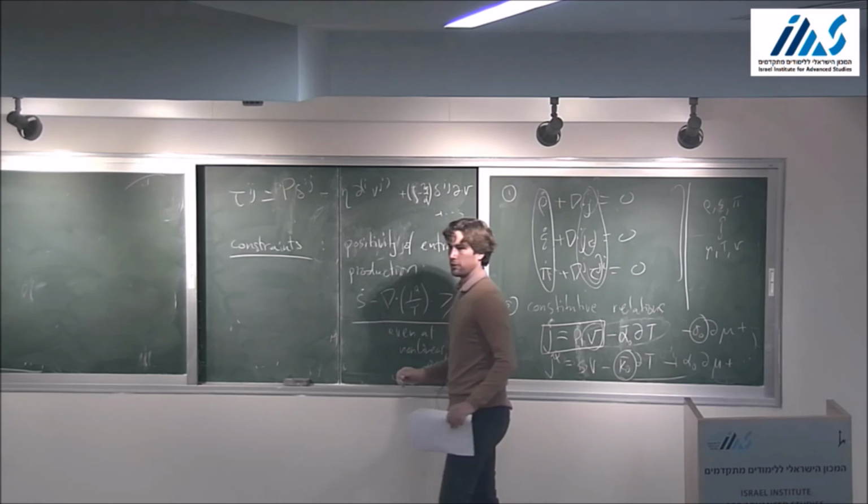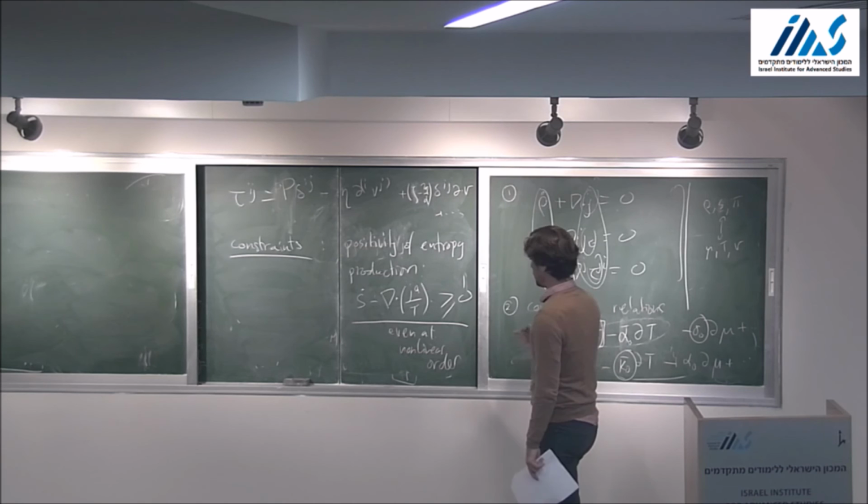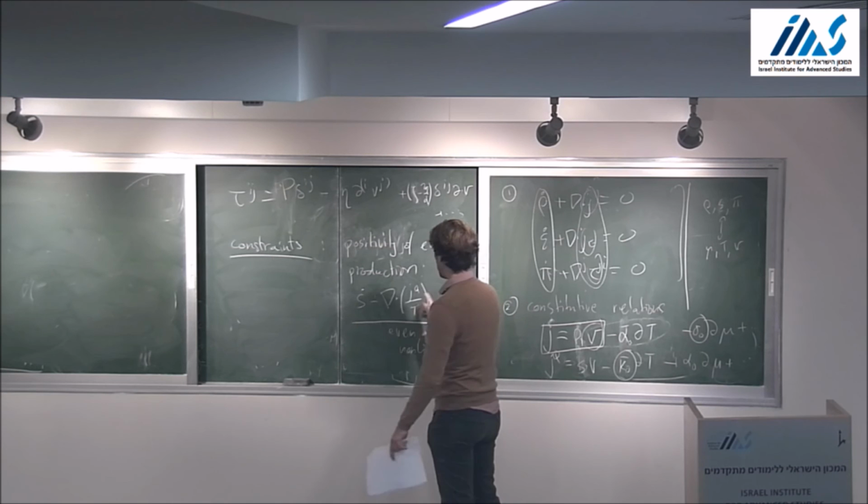So entropy is not conserved. It is conserved within linear response. But at quadratic level, we want this to be positive, and we'll see how.